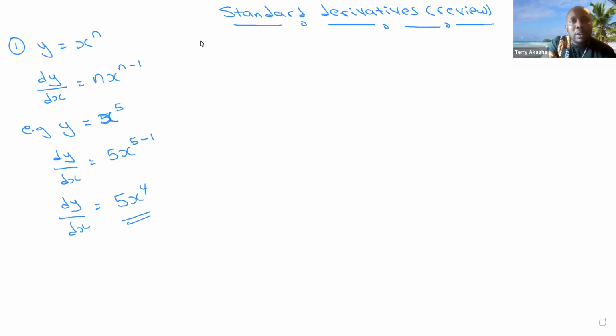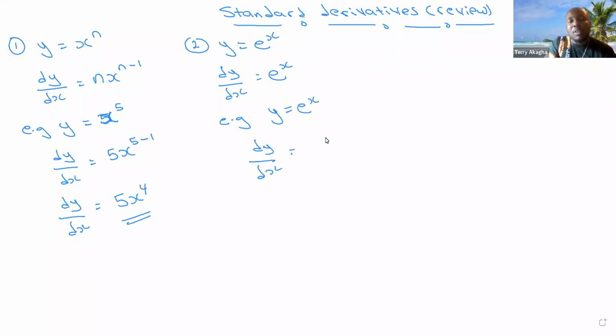Now, the second one is the derivative of an exponential function. If you have y equals e raised to the power x, when you differentiate that, it's going to give you the same exponential function. So basically, if we have y is equal to e raised to the power x, dy over dx is going to give you the same thing, e raised to the power x.